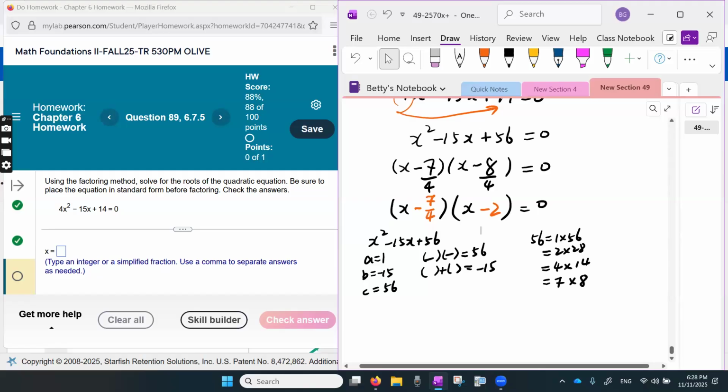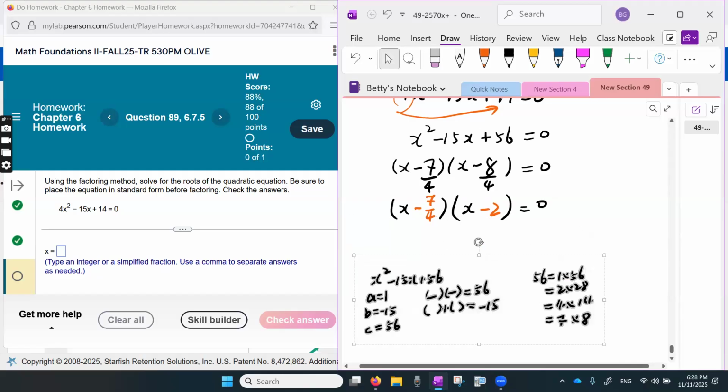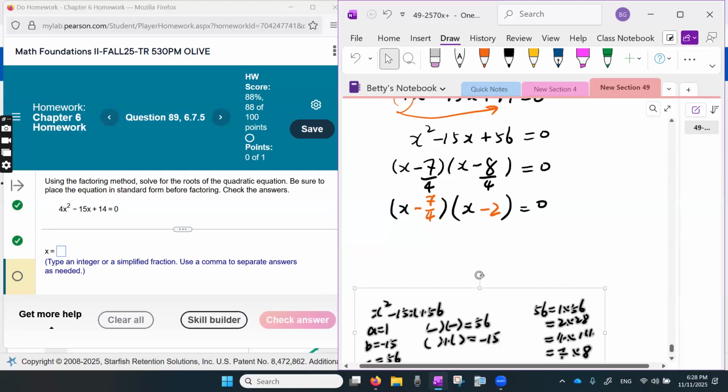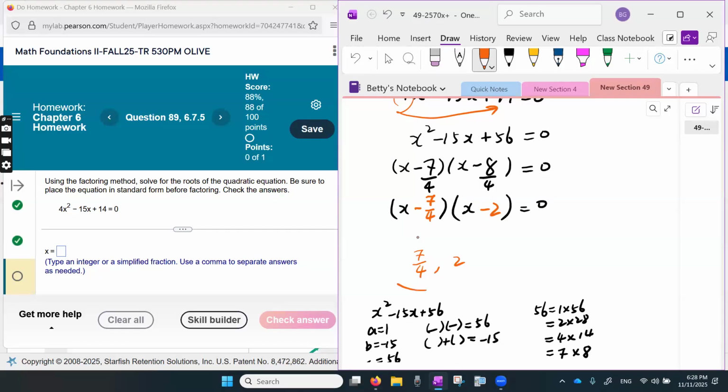We are ready to give the solutions. Look at the two numbers in red. What are their opposites? Positive 7 over 4 and positive 2, and done, right? We have our ideal form. We have our ideal look of the equation, right?